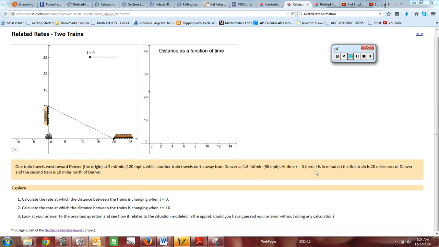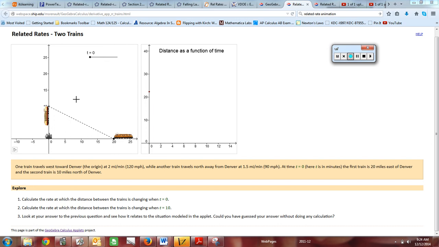So you're given rates, and then they're giving you that at a certain time, at an instant, the first train is 20 miles east and the second is 10 miles north. And then they're going to ask you to calculate the rate at which the distance between the trains is changing when t equals 0, when t equals 10, and then to basically take a look at what's going on with the situation to work with it.